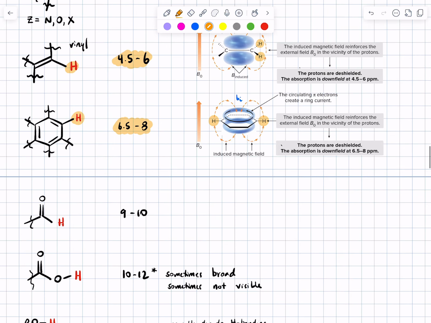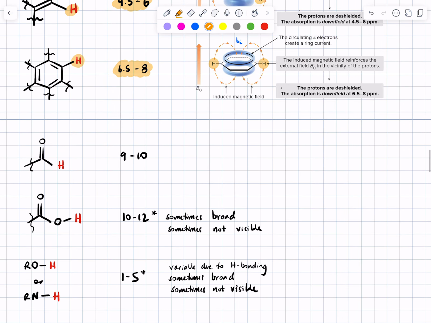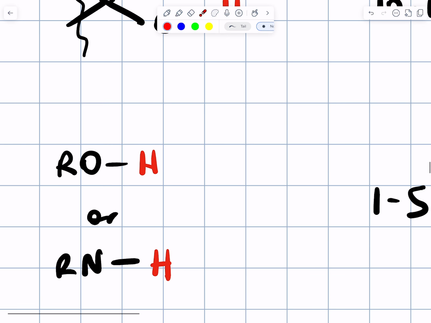Aldehyde protons show up around 9 to 10. Carboxylic acid protons show around 10 to 11, 10 to 12. And then what about protons that are attached directly to electronegative heteroatoms? It turns out, for reasons we don't have time to talk about, the chemical shift of these protons is highly variable.